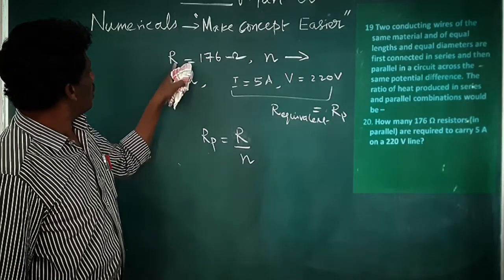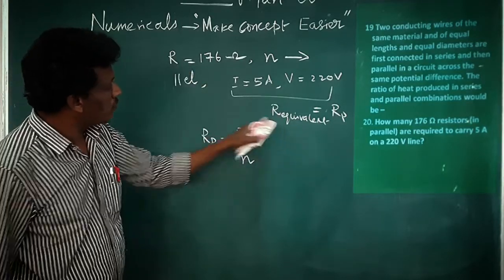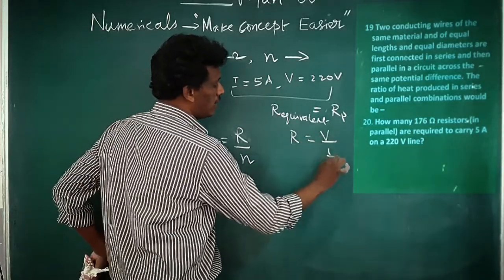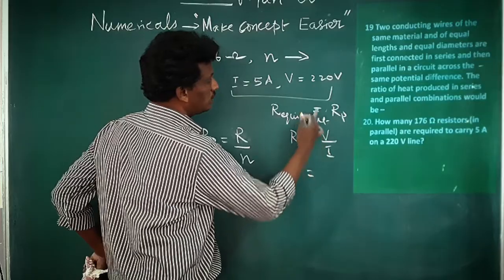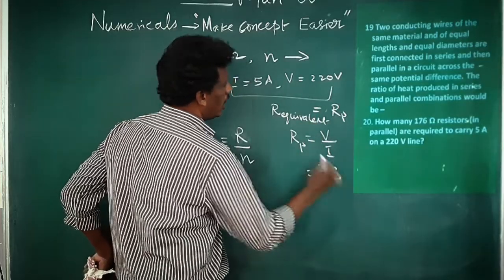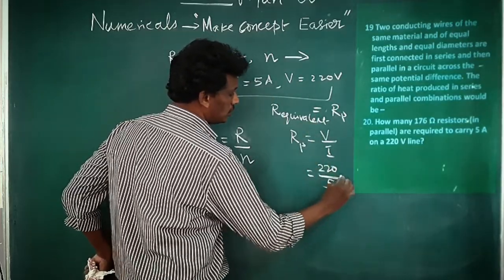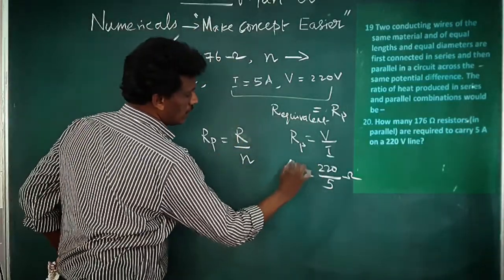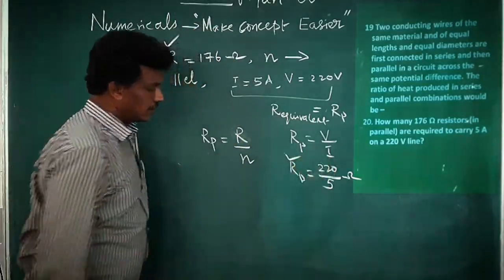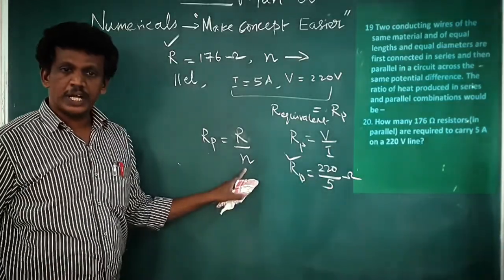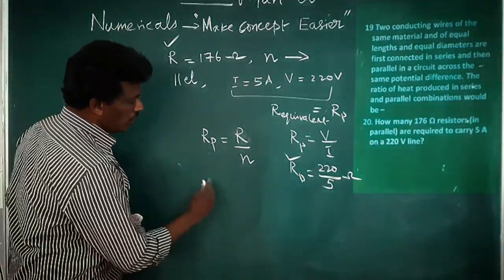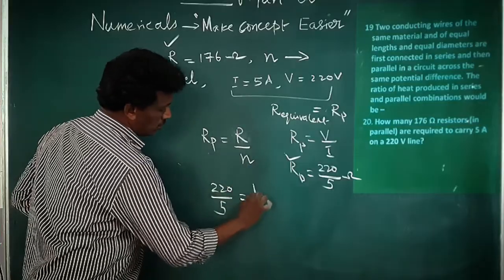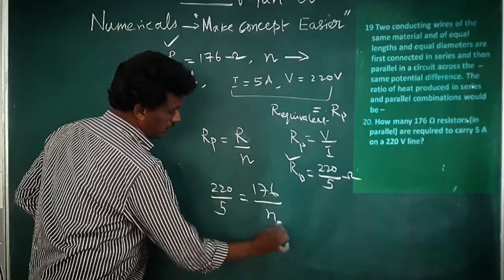So R you are knowing? Yes. Then how to find out from here? Rp you can find out. Ohm's law, R equal to V by I. Here Rp, what is V? 220. I is 5 ampere. This is what? Ohm. Here you want resistance, Rp, another resistance. That's all over now. You can find out number of resistors. What is Rp? 220 by 5. R is 176 by 9. That's all.